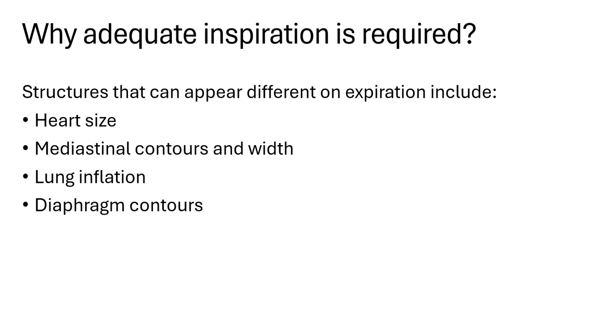Why adequate inspiration is required? So the structures that can appear different on expiration are heart size, mediastinal contour and width, lung inflation, diaphragmatic contour. So these structures' size and outline varies according to inspiration and expiration.